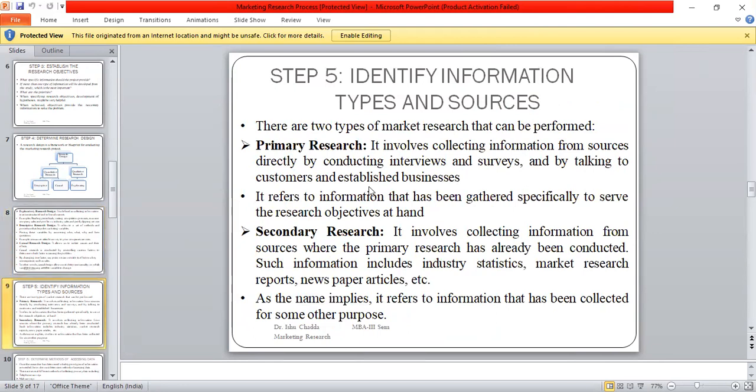You have to identify the type and sources of your data. The first one is primary research. I have already told you that if you go with surveys or interviews, you are conducting primary research. It is also called cross-sectional data, or you see cohort analysis in it. In secondary research, it involves collecting information from sources when the primary research has already been conducted. Such information includes industry statistics, market research reports, newspaper articles. As the name implies, it refers to information that has been collected for some other purpose.